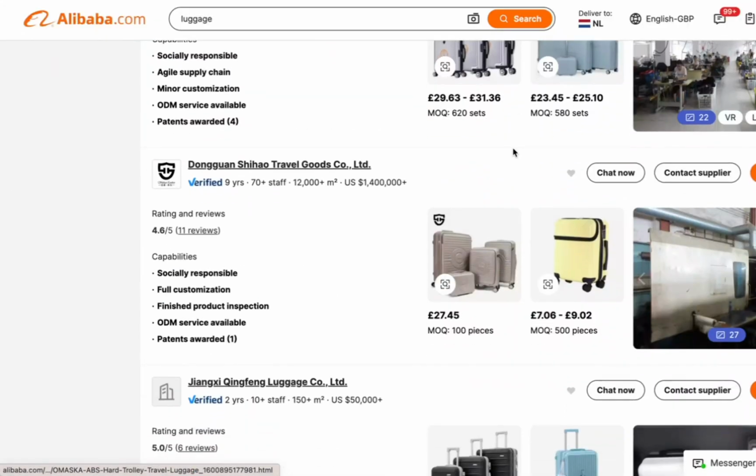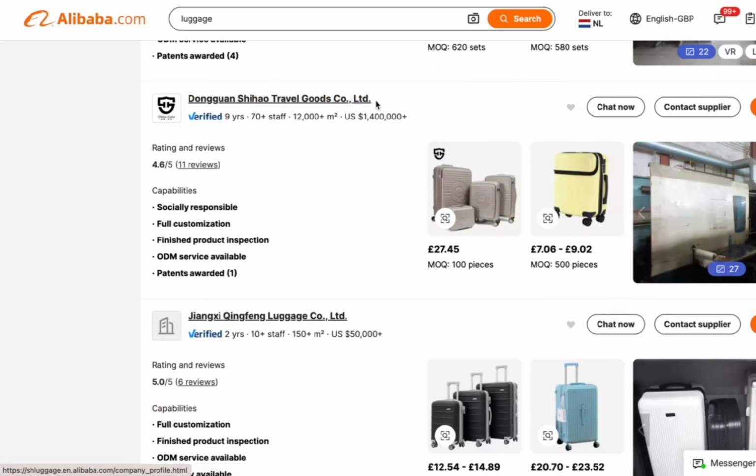Let's take a look at the next supplier. They specialize in the production of suitcases and bags, and they have been in business for 9 years. Let's review their catalog.